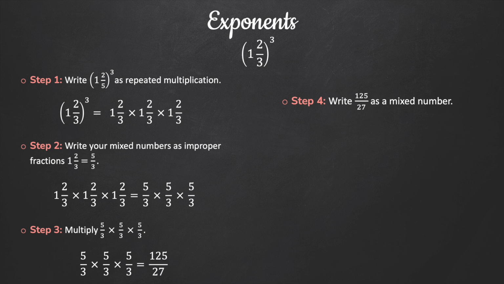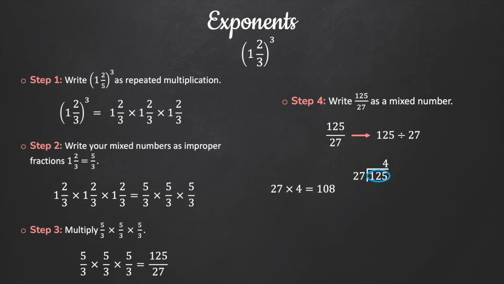Then we're going to write 125 over 27 as a mixed number. In order to do that, we have to take 125 and divide it by 27. So 27 does not go into 1, so we're going to go ahead and try 12. 27 does not go into 12, but 27 goes into 125 4 times.